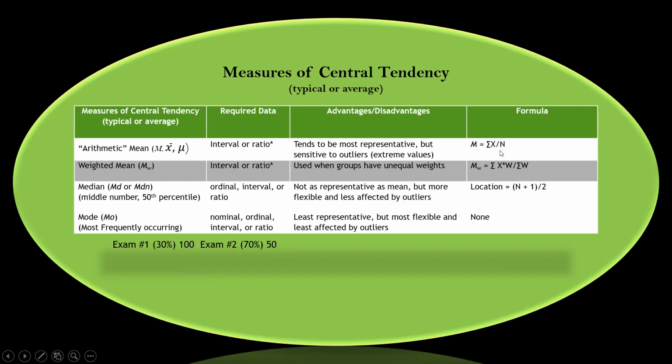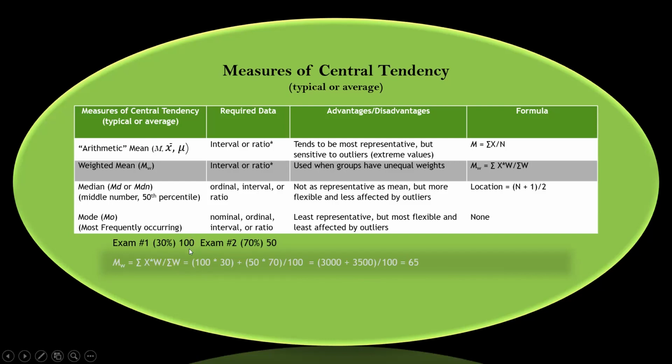So what we do is use this formula. This formula simply says take each score and multiply it by its weight, then divide by the sum of your weights. In this case, the sum of the weights is going to be 100%. So I'm going to take my first score, which was 100, and multiply it by its weight of 30%. Then sigma tells me I'm going to add. I'm going to take my next score, which is 50, and multiply it by its weight, which is 70%. That gives me 3,000 plus 3,500, which is 6,500, divided by 100 is 65.